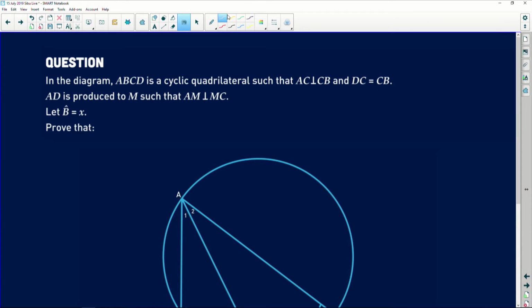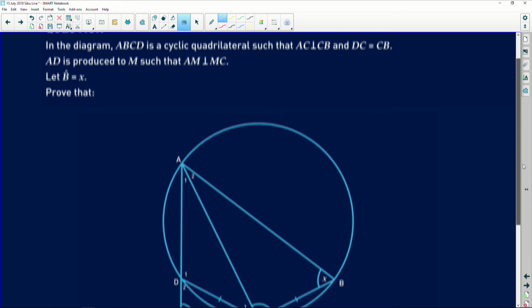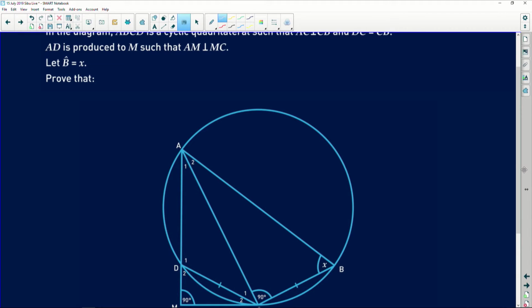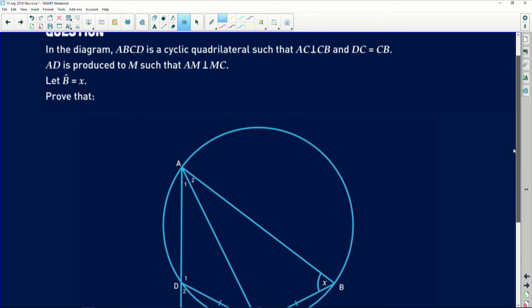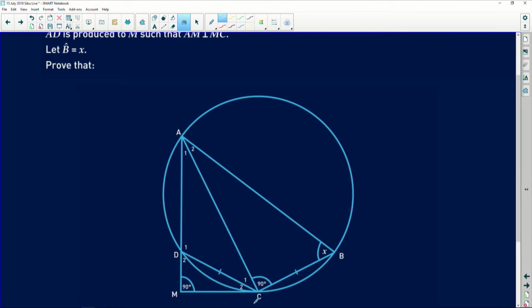It says here, in the diagram, ABCD is a cyclic quadrilateral. Okay, fine. So we can clearly see that those 4 vertices lie on the circumference of the circle. It's a cyclic quadrilateral, such that the line AC is perpendicular to the line CB, and DC is equal to BC. We can clearly see it is labeled on the sketch.